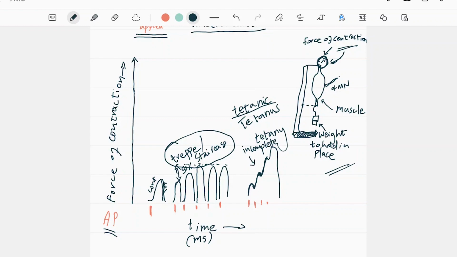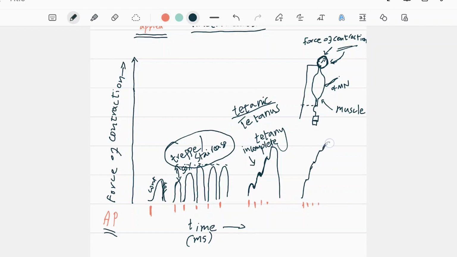I'll just draw what complete tetany is for your benefit, so you can understand what's going on. I'll clear this out, and that should make things easier. Now this is complete tetany. Look at this. You give an action potential here, and you get a twitch. Before the muscle starts to relax, you give another action potential. It's going to climb up again. You get more strength of contraction. Again, one more action potential, one more contraction, one more action potential, one more contraction.